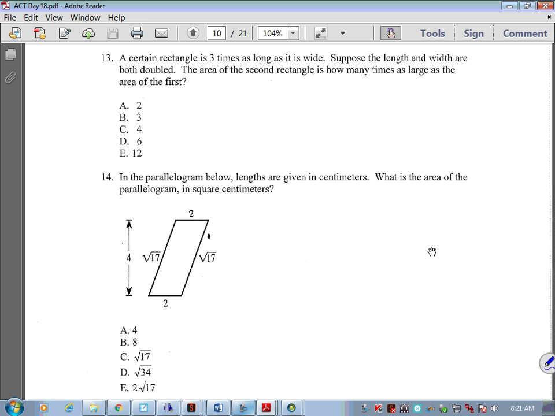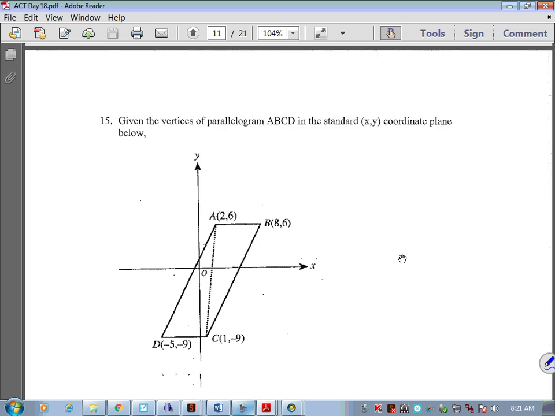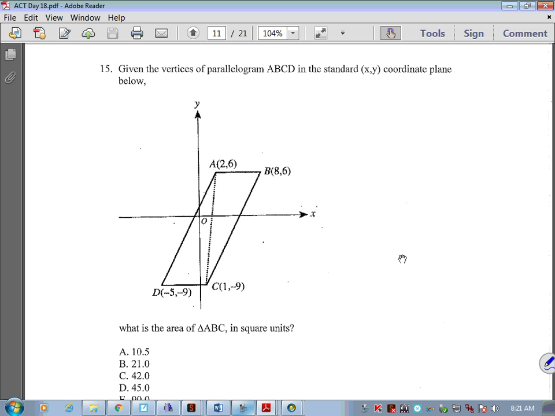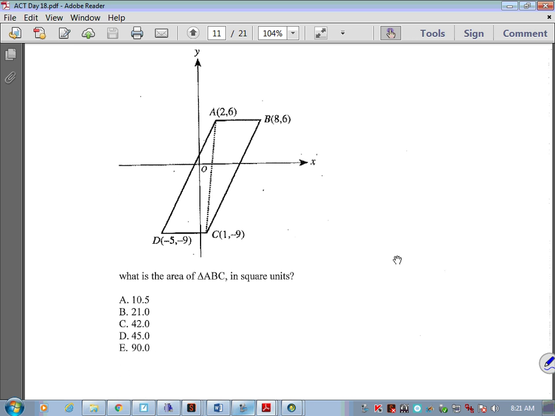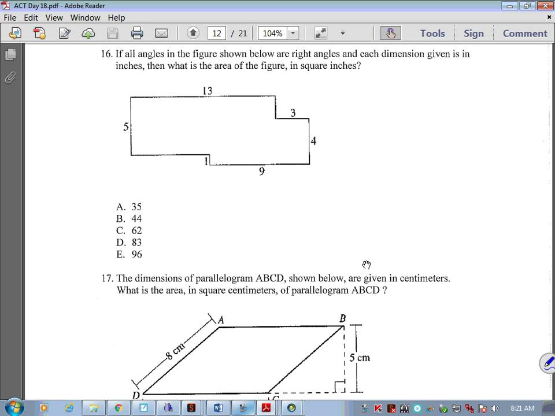13 is C, 4. 14 is B, 8. 15 is E, 90.0. 16 is D, 83.